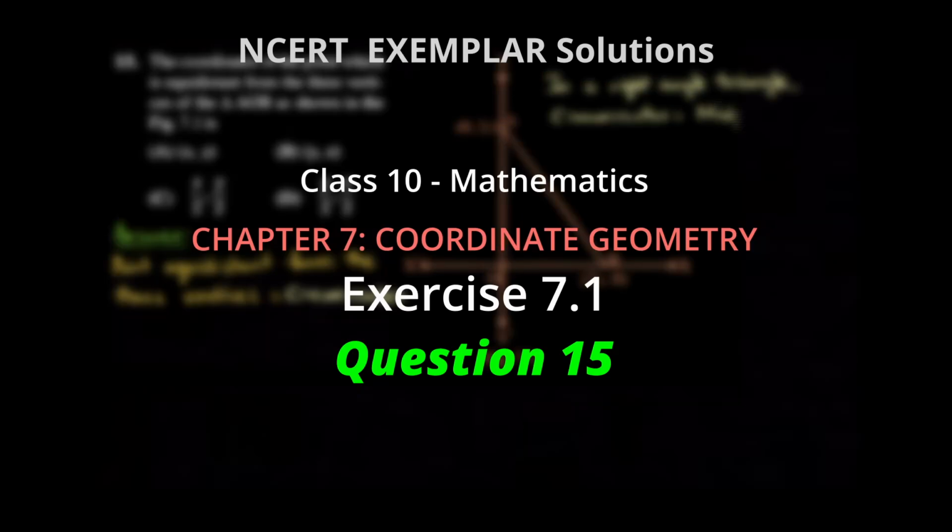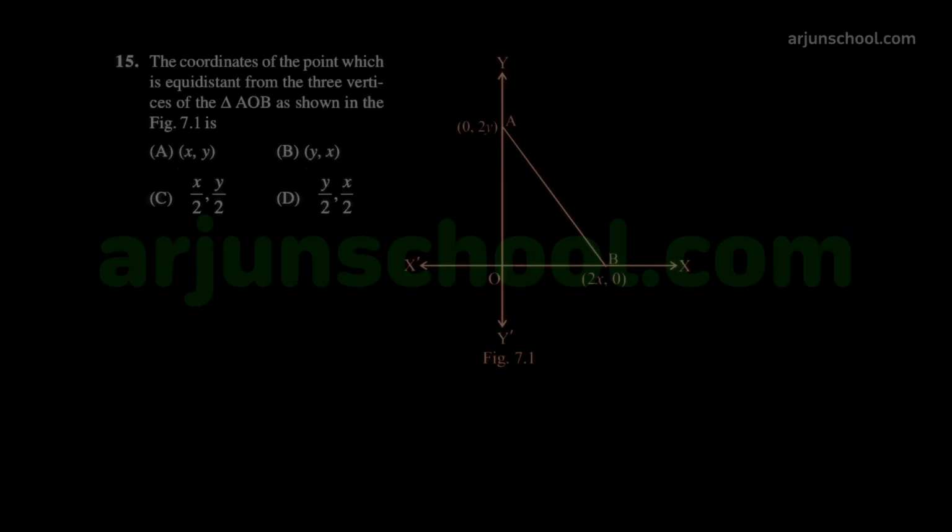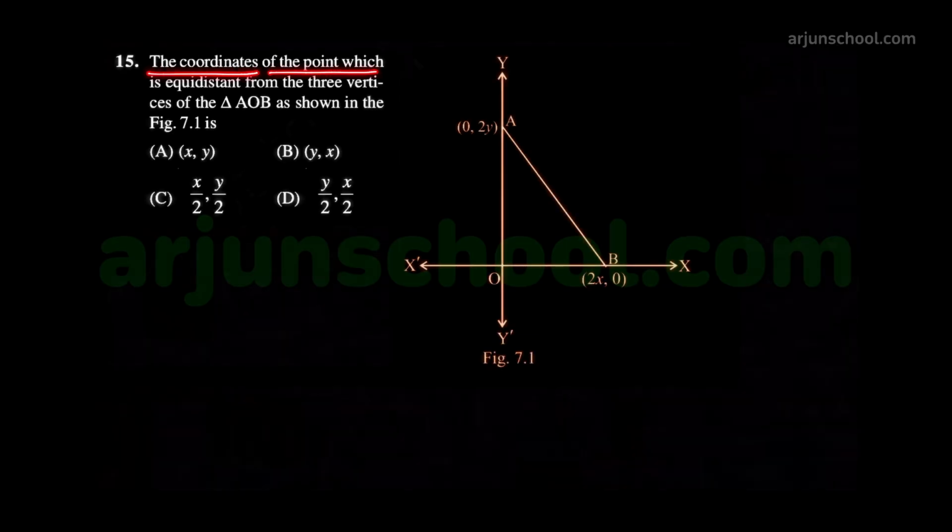NCERT Exemplar Solutions, Class 10, Maths, Chapter 7, Exercise 7.1, Question number 15. The coordinates of the point which is equidistant from the three vertices of the triangle AOB as shown in figure 7.1 is: option A, (x, y); option B, (y, x); option C, (x/2, y/2); or option D, (y/2, x/2). Let us find the answer.